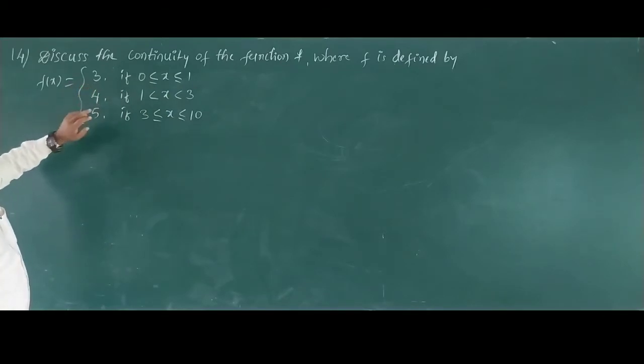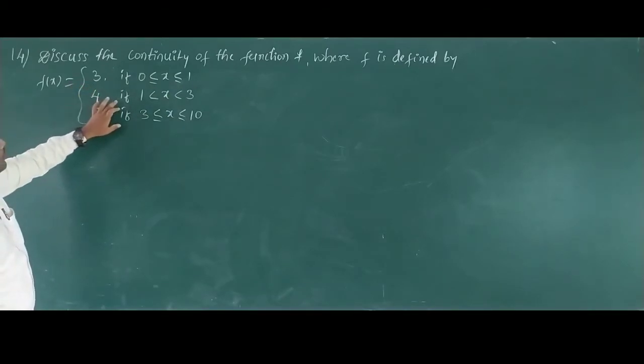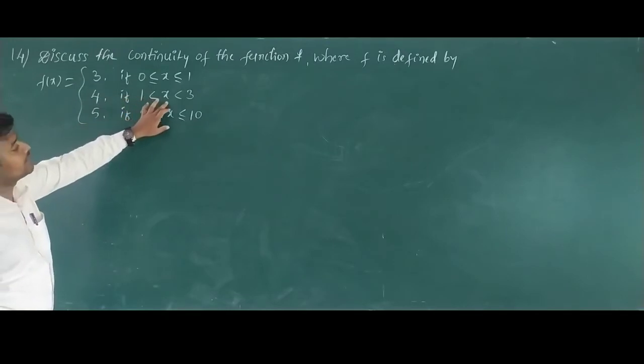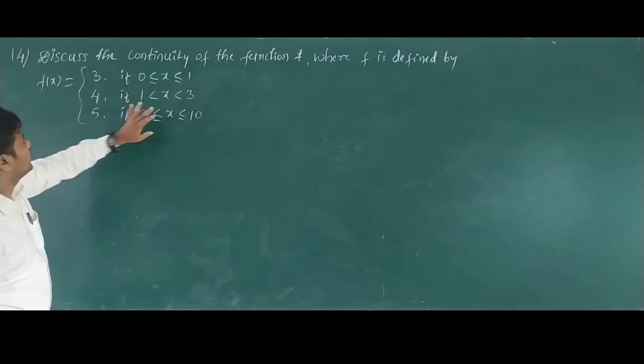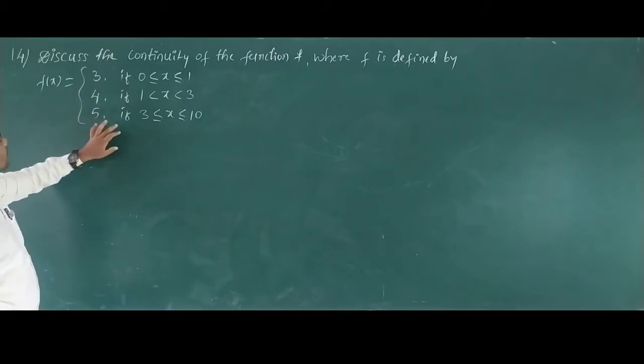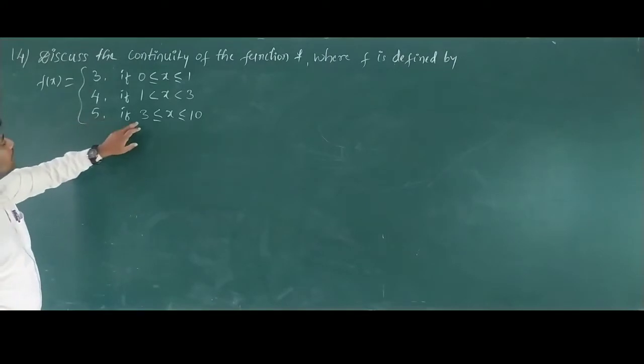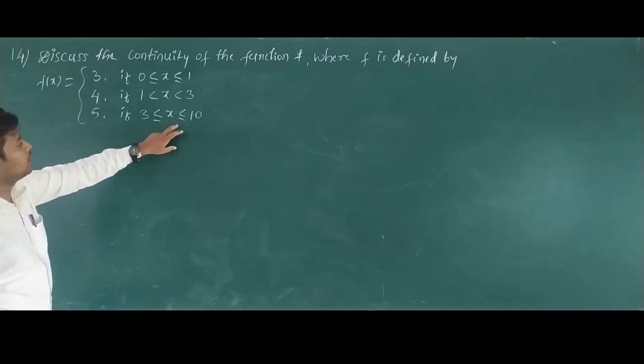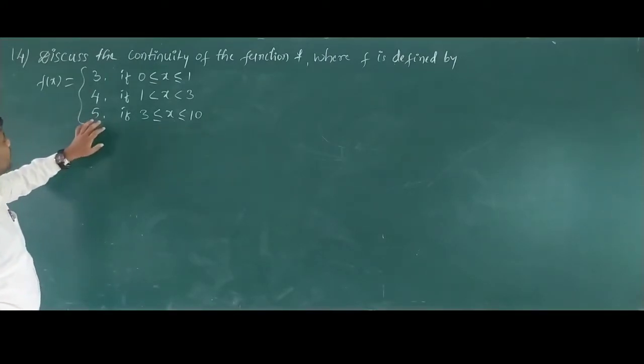Constant function. Okay, so f of x equal to 4 if 1 less than x less than 3. So between 1 and 3, that function is defined by f of x equal to 4. Again, it is a constant function. It is also a continuous function. f of x equal to 5 if 3 less than or equal to x less than or equal to 10. So again, 5 is the function. Again, it is a constant function.